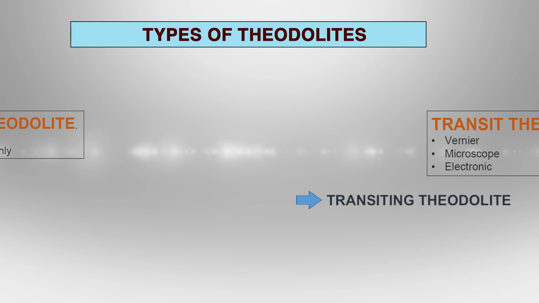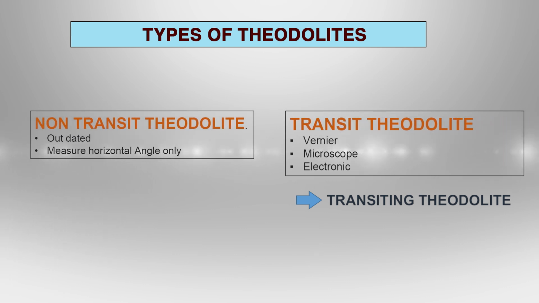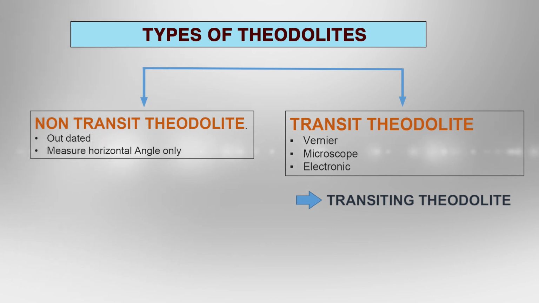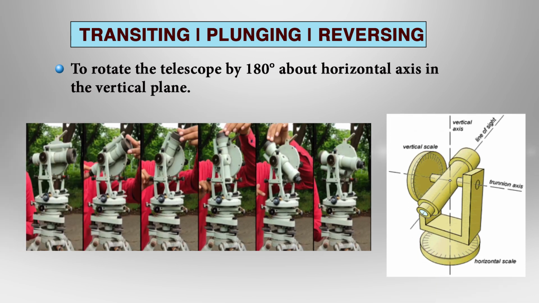The next term that you should know while using a transit theodolite is transiting. We know that there are two types of theodolite, transit theodolite and non-transit theodolite. During operations with theodolite, transiting means to rotate the telescope by 180 degrees about the horizontal axis in the vertical plane. It is also known as plunging or reversing of telescope or theodolite.